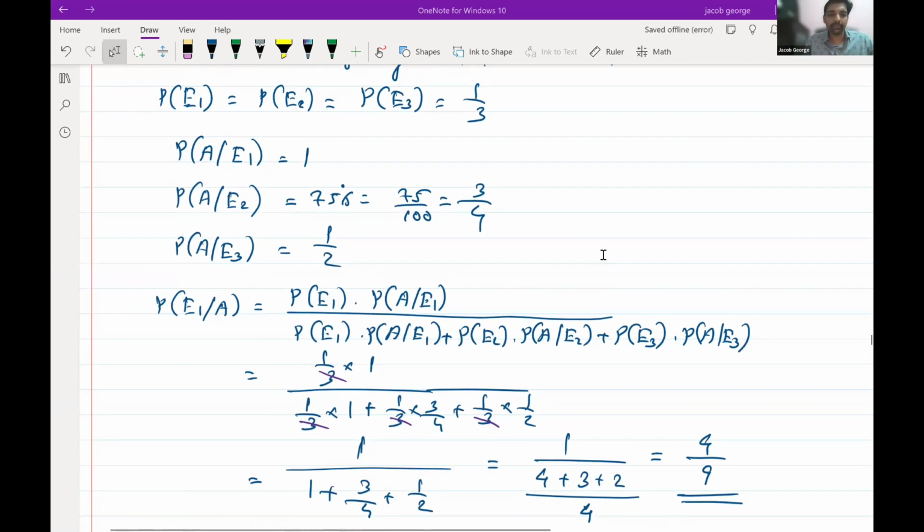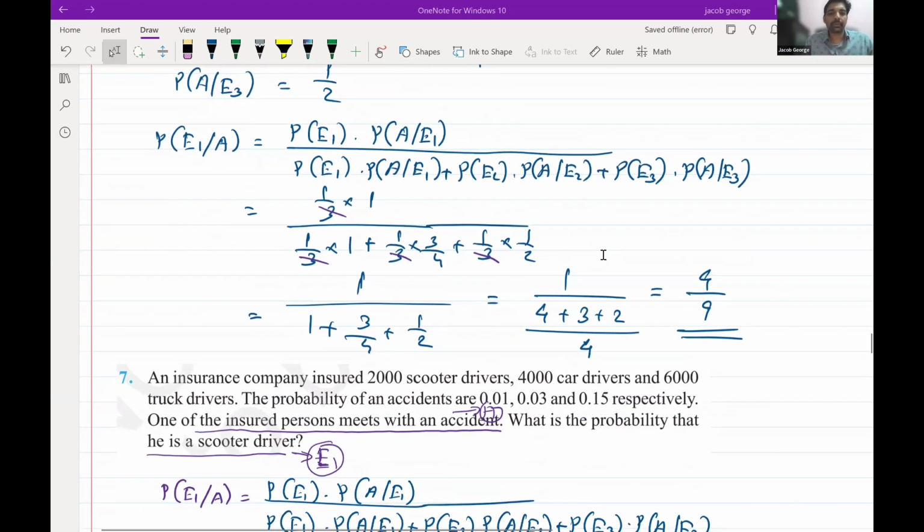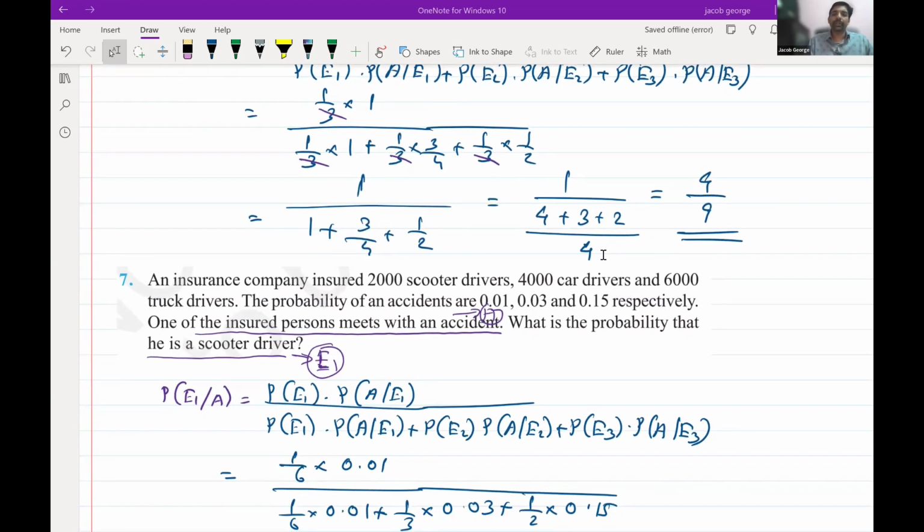Now question number 7. Yes, did you note down question number 6? 6 is clear, right? Okay. Now the 7th question. An insurance company insured 2,000 scooter drivers, 4,000 car drivers, 6,000 truck drivers. So we are getting 3 events, E1, E2 and E3 from there. The probability of an accident are 0.01, 0.03, 0.15 respectively.